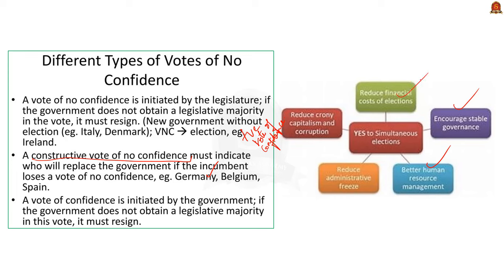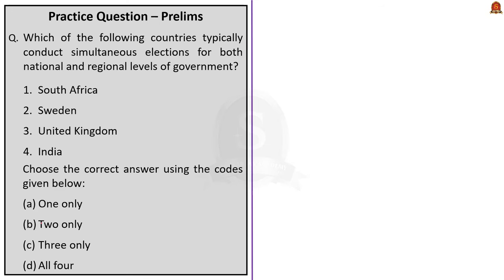So now coming back to the question, here the correct answer for the question is option C, 3 only. South Africa, Sweden and UK alone conduct simultaneous elections. India is planning to conduct simultaneous elections. Hope it will happen in the future. So the correct answer for this question is option C.